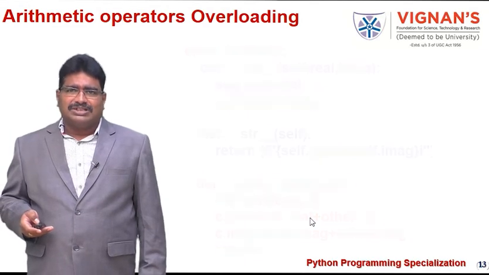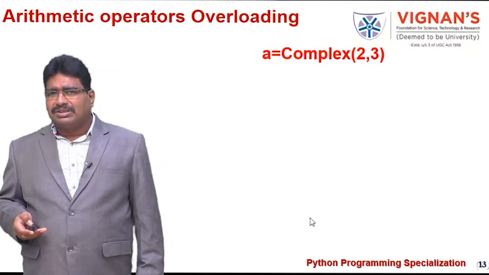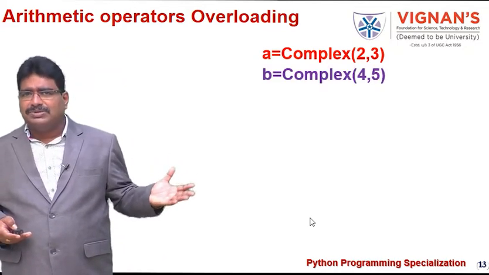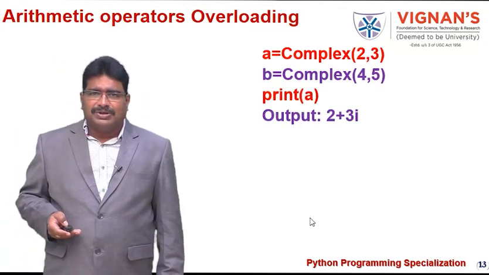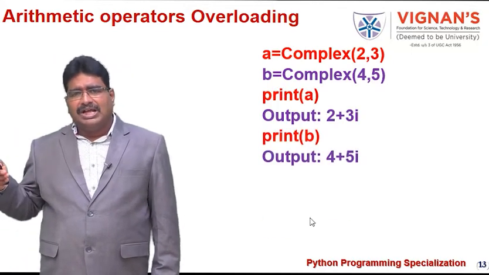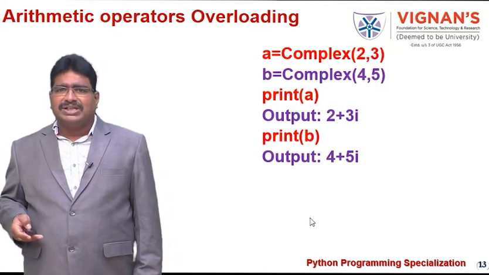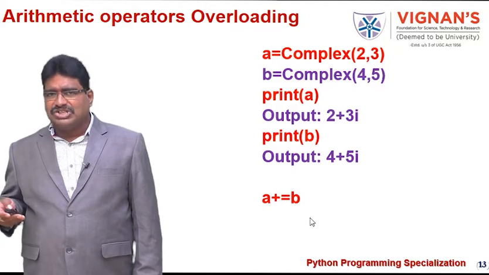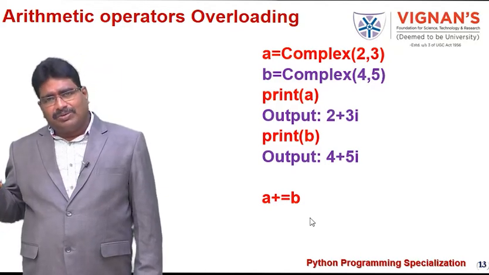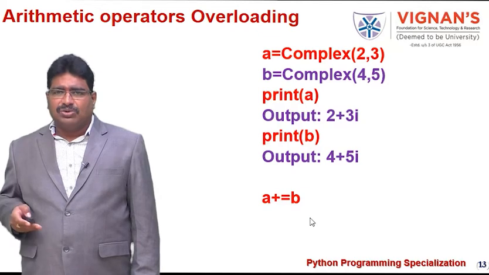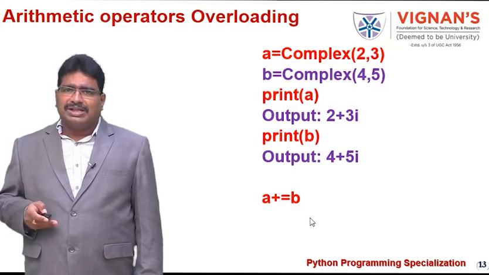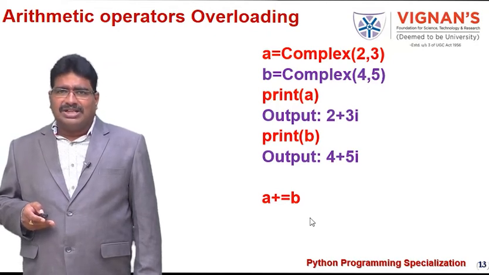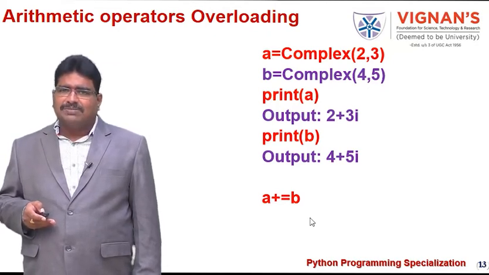Now we take one simple example. A is equal to complex of 2 comma 3, B is equal to complex of 4 comma 5. A is a complex object and B is a complex object. Now we use print A, it simply displays 2 plus 3i, and print B, it displays 4 plus 5i. And next we use the statement A plus equal to B. That is, we have overloaded the plus equal to operator. Now we apply the operation on the complex objects. So automatically A dot real is A dot real plus B dot real. Similarly, A dot imaginary is A dot imaginary plus B dot imaginary.